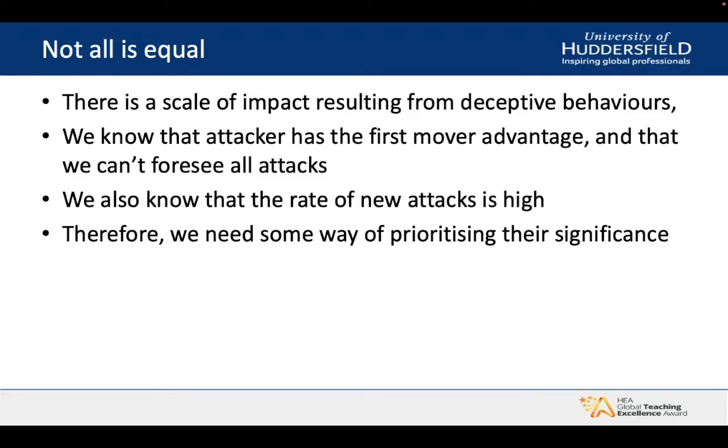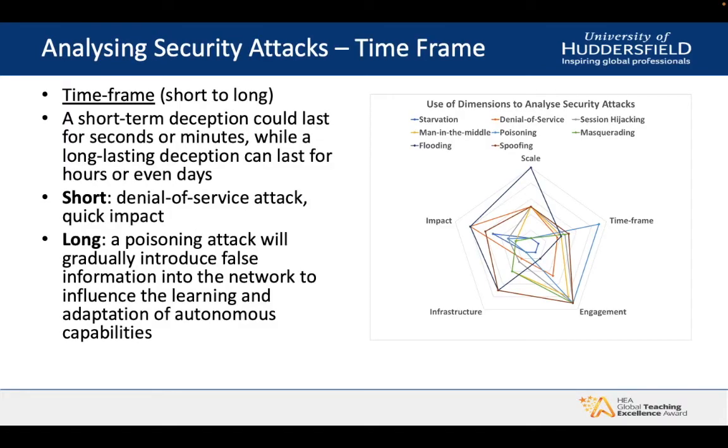So therefore, really, we need some way of prioritising significance. So when a new attack is discovered, and we can think about how it could link to deceptive behaviours that an attacker might launch, we can then try to prioritise them, score them, and understand which one we might want to address first. So I'm going to go over a few dimensions now, linked to some research we did and published in the paper at the end that I'm going to mention.